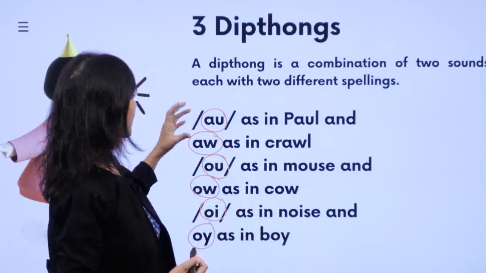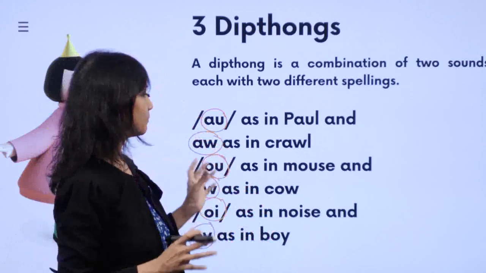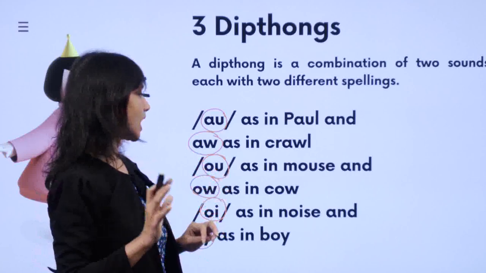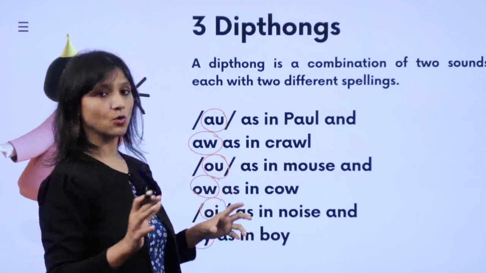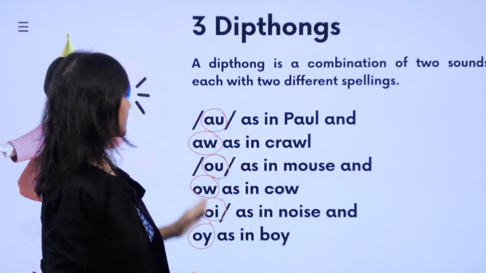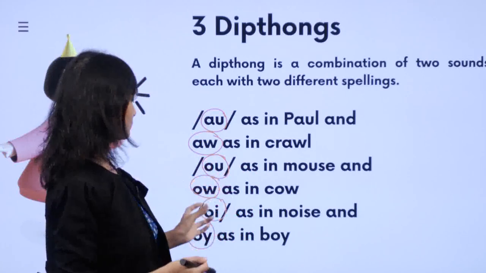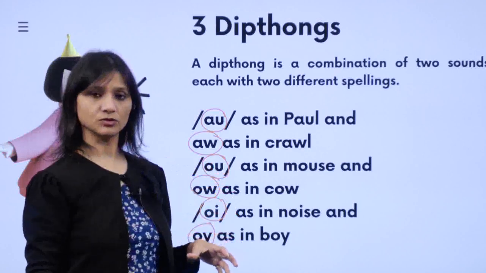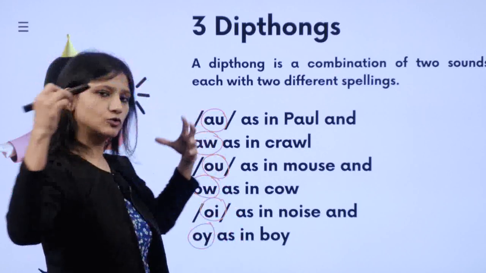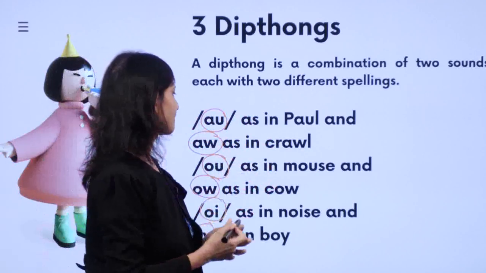So, please remember this, A-U and A-W, same sound, Paul, crawl. O-U and O-W have same sound, ow. And O-I and O-Y have same sound, oi. Okay, you will always remember this. A-U, A-W, same sound. O-U, O-W, same sound. O-I, O-Y, same sound. Alright? And these are known as diphthongs. Combination of two sounds, each with two different spellings. Okay?